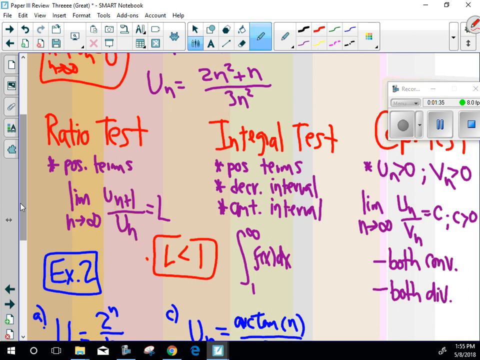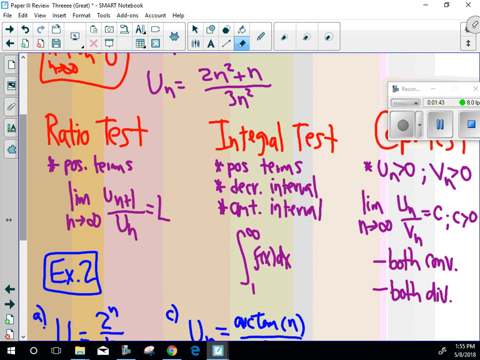If the limit's greater than 1, it diverges. But sometimes, and it's annoying, it's equal to 1. Well, if it's equal to 1, then you're going to use the integral test. 3 things there you have to know: positive terms, decreasing interval, continuous on the interval. If you go from, I guess it'd be a to infinity, and you get some constant k, not infinity, then it converges by the integral test.